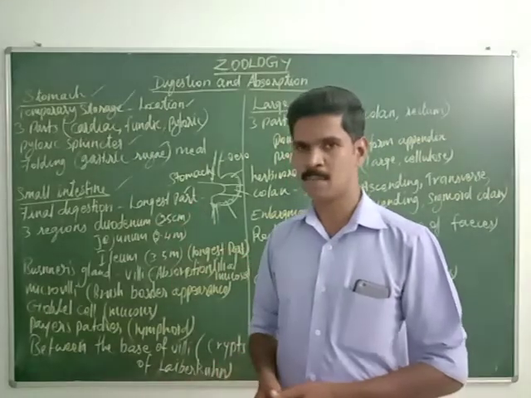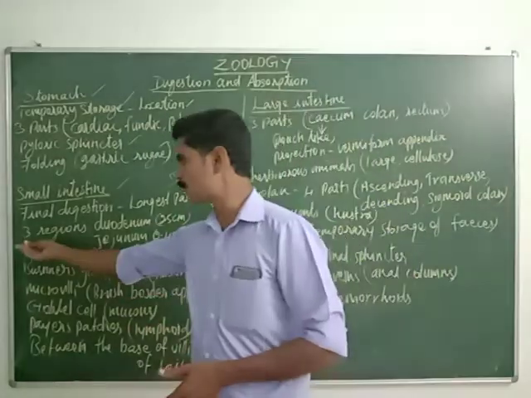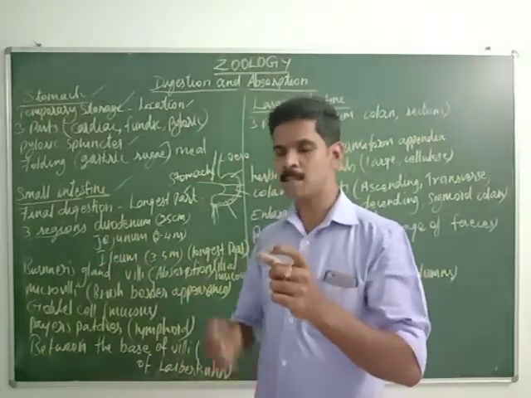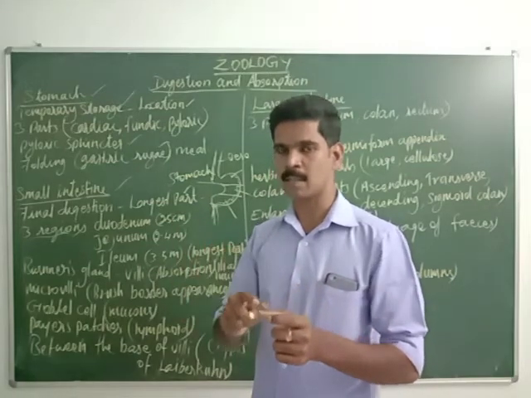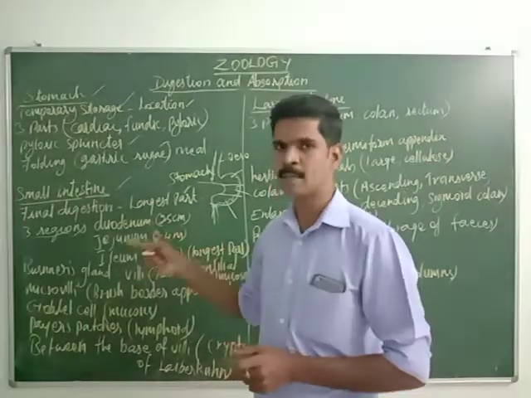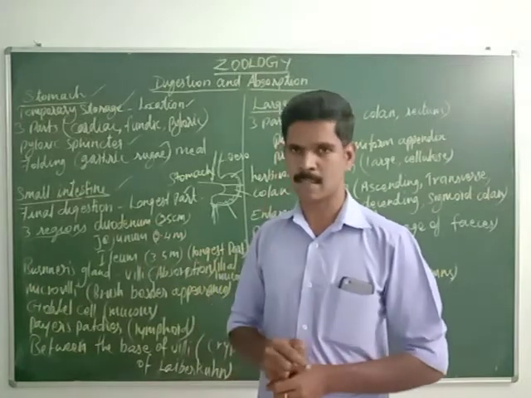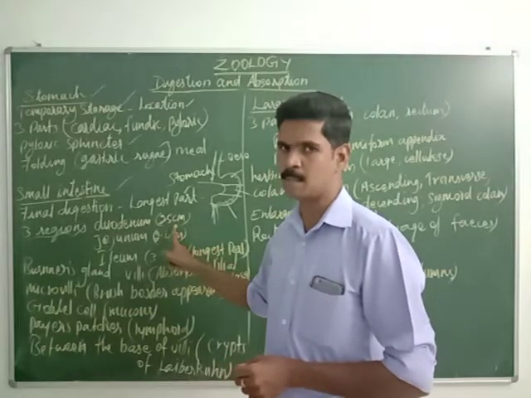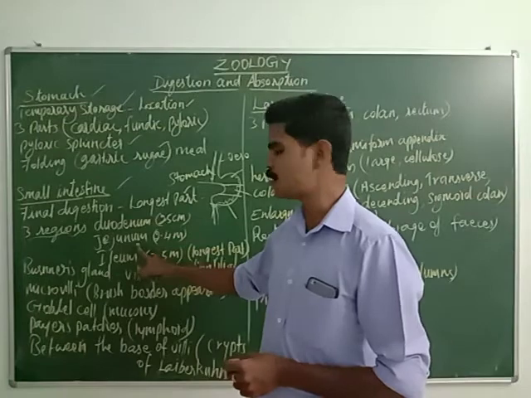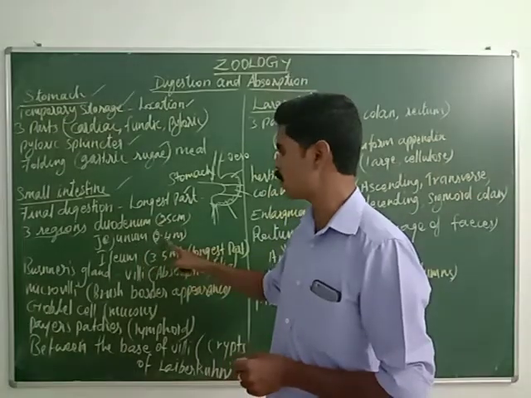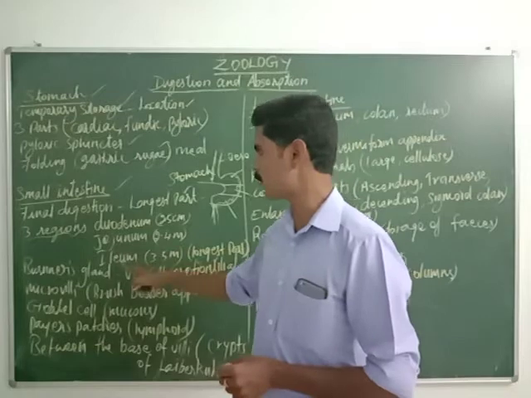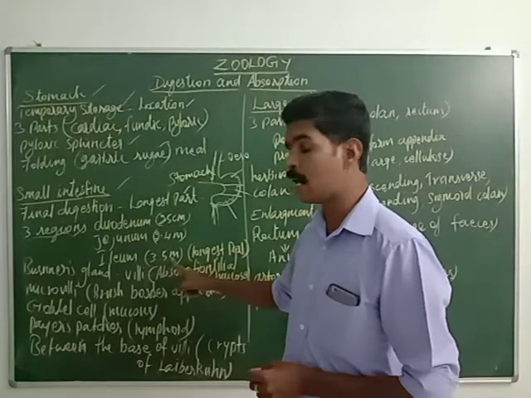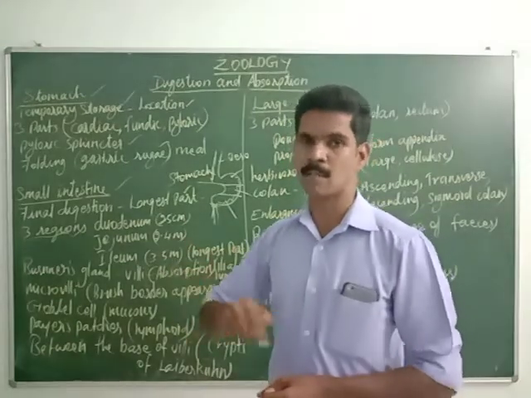There are a lot of organs, but the longest part of the alimentary canal is the small intestine. The small intestine is divided into three regions. The first region, next to the stomach, is called the duodenum. This duodenum is a U-shaped structure, and its total length is 25 centimeter. The middle region is called jejunum, with a total length of 2.4 meter. The last region is called ileum, with a total length of 3.5 meter, and this is the longest part of the small intestine.